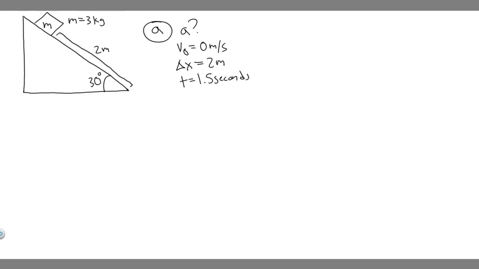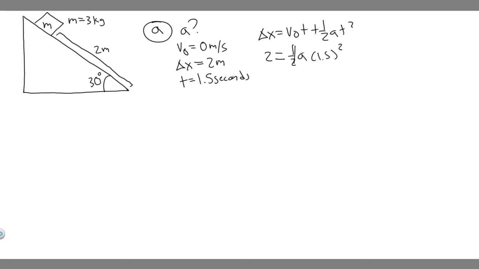Now we've got all these variables, so let's solve for A. We're given v sub 0, delta x, and t, so we know that delta x is equal to v sub 0 times t plus 1/2 a t squared. Let's start plugging in variables. Delta x is 2 meters because it's changing 2 meters. V sub 0 is 0, and times t, which is 1.5, is still 0. So we just have plus 1/2 times a, which is what we're solving for, times 1.5 squared.